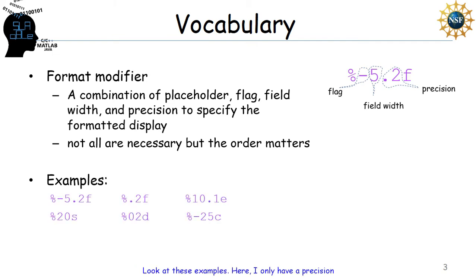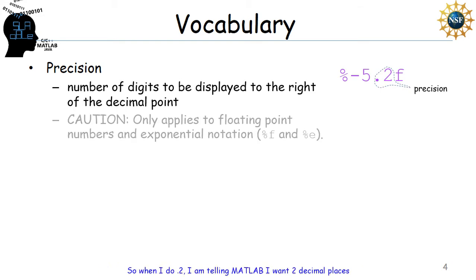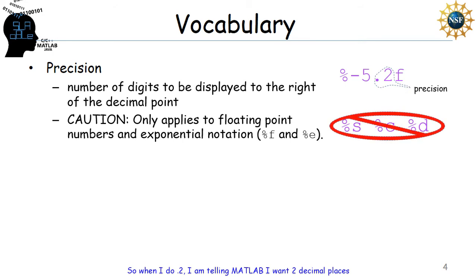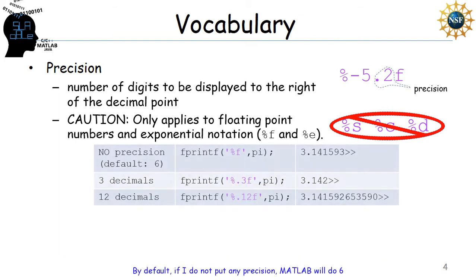Look at these examples. I have 5.2f or 0.2, here I only have a precision. For strings and characters, do be careful, we won't have a precision. So what's a precision? Well, you probably are more familiar with this one. It's the number of decimals after the decimal point. So when I do 0.2, I'm telling MATLAB I want 2 decimal places. Again, this is not applicable for anything other than floating points. Characters, strings, they don't have decimals. By default, if I don't put any precision, MATLAB will do 6.